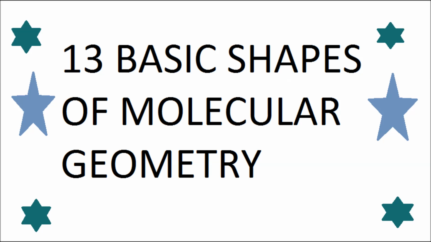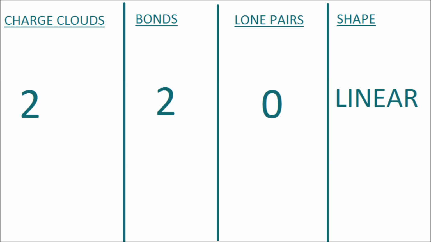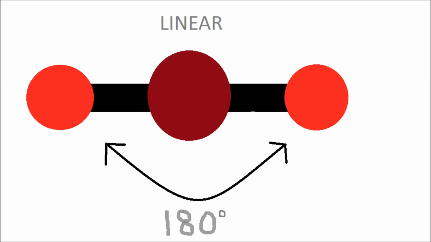This video is made to help you understand a little bit more about the 13 basic shapes of molecular geometry. The first shape, linear, consists of two charge clouds, two bonds, and no lone pairs around the central atom. Linear compounds have bond angles of 180 degrees.